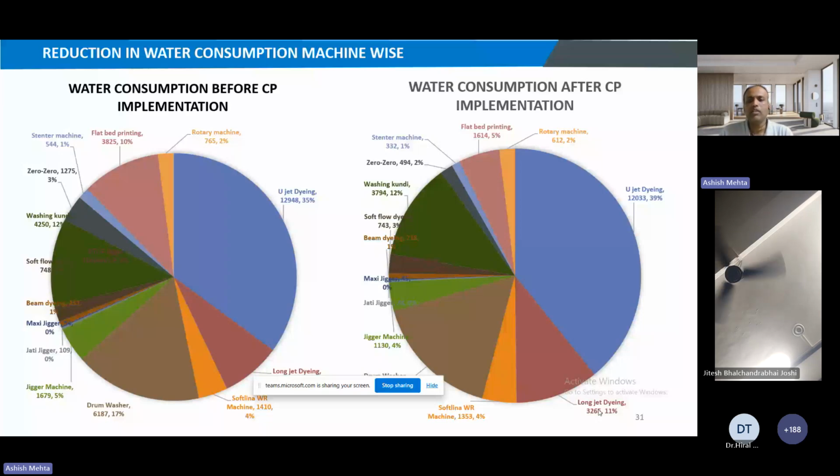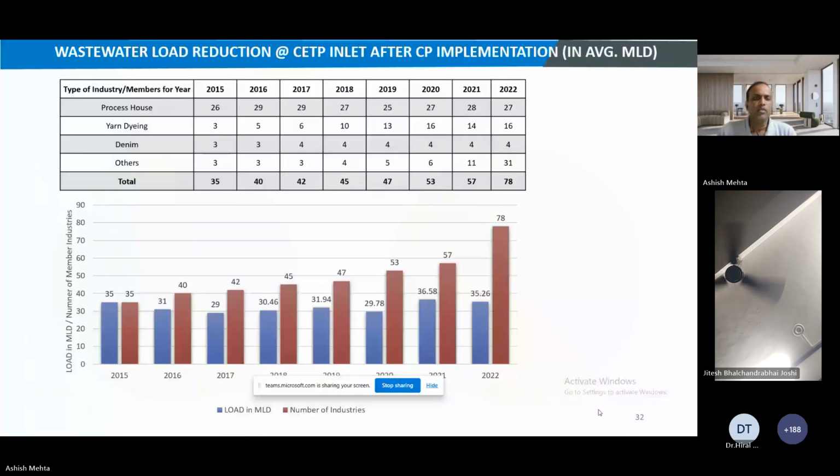We had even worked it out at machine and unit level. You can see the wastewater load reduction continuously despite the increase in member units from 35 units in 2015 to around 80 units in 2022-23. We are able to manage our effluent load in the range of 35 to 40 ml.